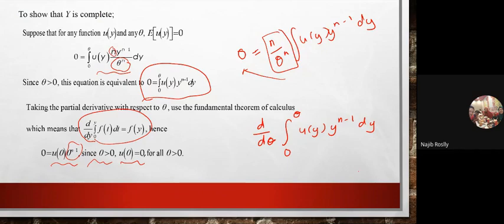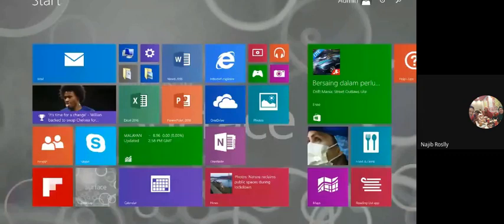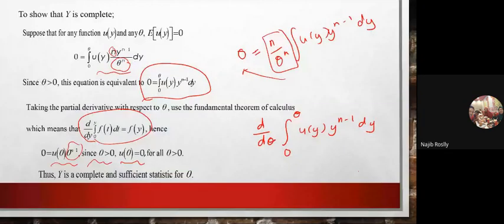So by the definition, Y is complete and it is a sufficient statistic for theta. Or we can write that Y is a complete sufficient statistic for theta.